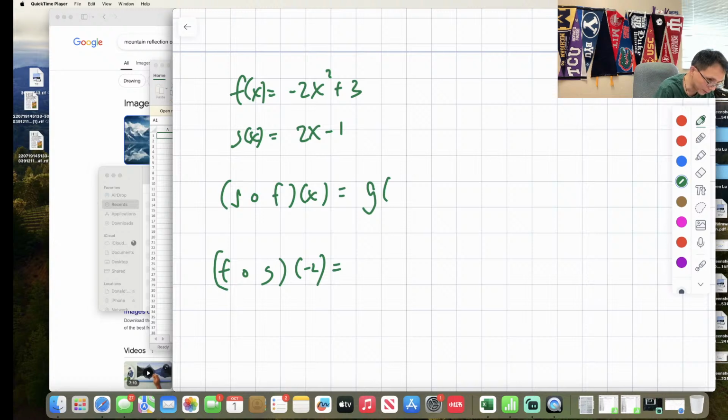So g of f of x. f of x is going to be negative 2x squared plus 3. So usually it will be 2 parentheses minus 1. But in this case, I'm going to replace that with negative 2x squared plus 3. So that's equal to negative 4x squared plus 6 minus 1, so plus 5. Is that okay?